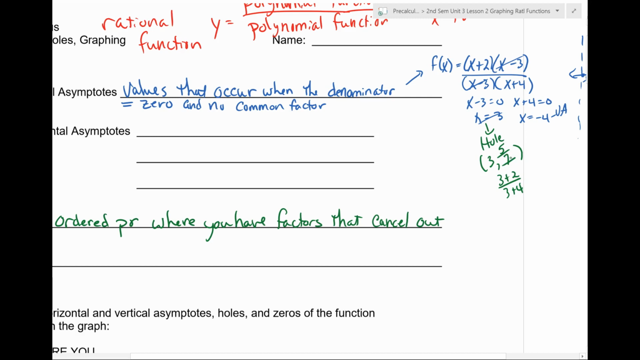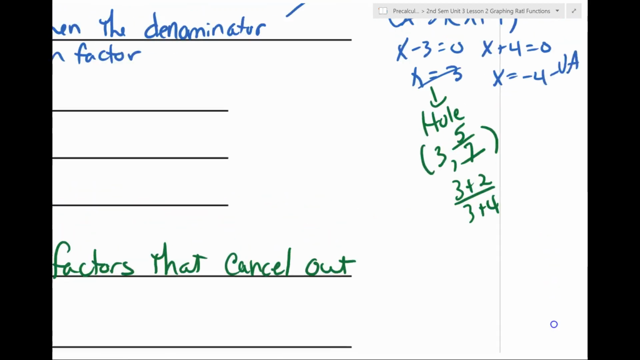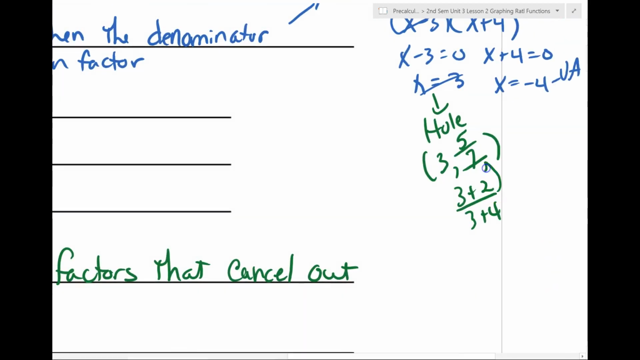So the fact is, when you get a hole, the x comes from whatever is the repeated common factor in the numerator and denominator. But I have to plug it back into the function to find out what the y value is going to be. So it's an ordered pair when you do that. So does that make a little bit of sense? Does that recall what you guys did last year a little bit? So just remember, you have to really plug and chug it in to figure it out.